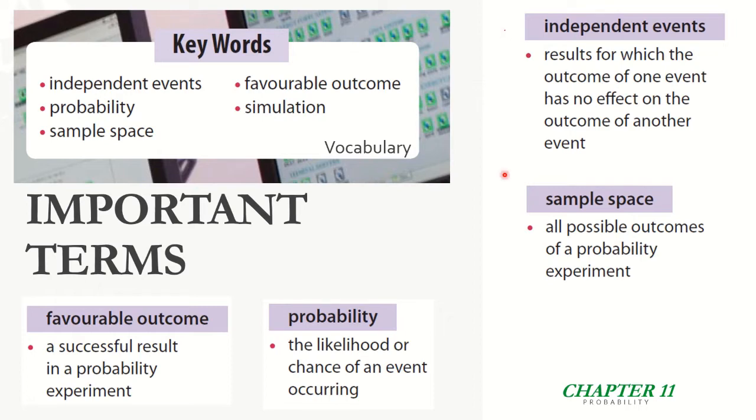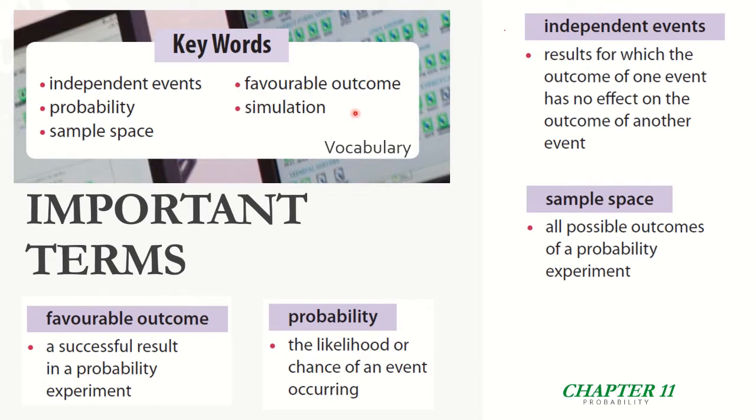All right, let's move on to a favorable outcome. So that's the thing you're looking for, or a successful result in your probability experiment. So if I wanted the favorable outcome of a head, it's one out of two on a coin. Okay, sample space is a list of all the possible outcomes. There's a few different ways to do that. We're going to use tree diagrams in order to do that today.